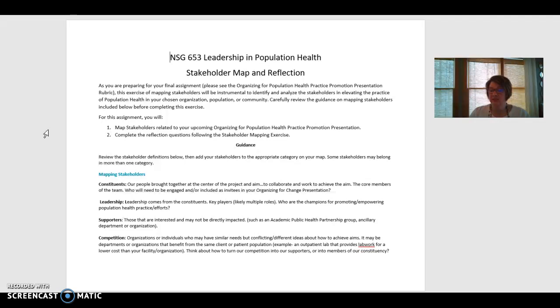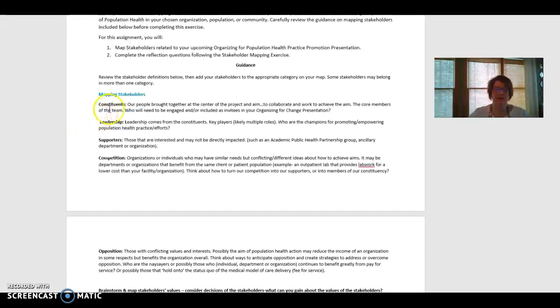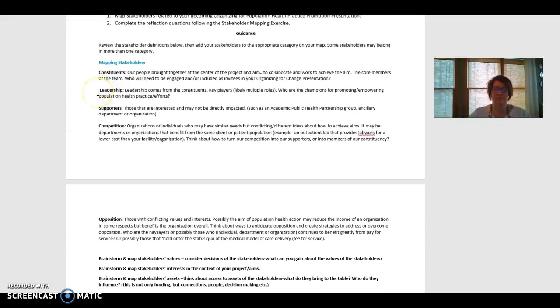So take a look at the guidance that's included in the assignment itself, and what you're going to do is actually map your stakeholders, and you're going to map them by category. The categories are listed within the guidance, so we're going to look at the constituents, those people that we're bringing together at the center of the project and in the center of the aim. Who are you going to collaborate with to work together to achieve the aim? And these are the core members of the team.